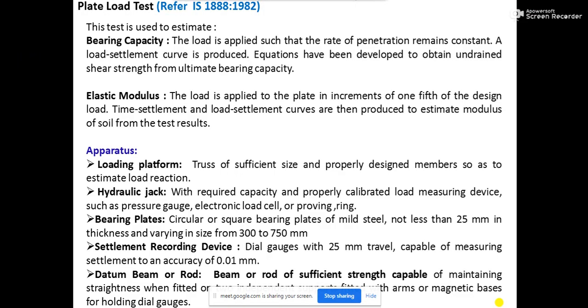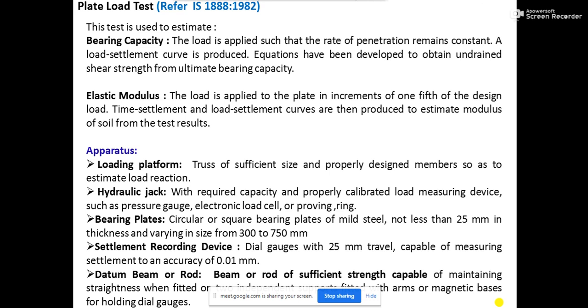So let's see what the plate load test is. You can refer to Indian Standard Code 1888 1982, where the description of the plate load test and other things are given. Where do you need to use this test? You can use it for finding out the bearing capacity. The load is applied such that the rate of penetration remains constant, and you have to produce a load settlement curve.